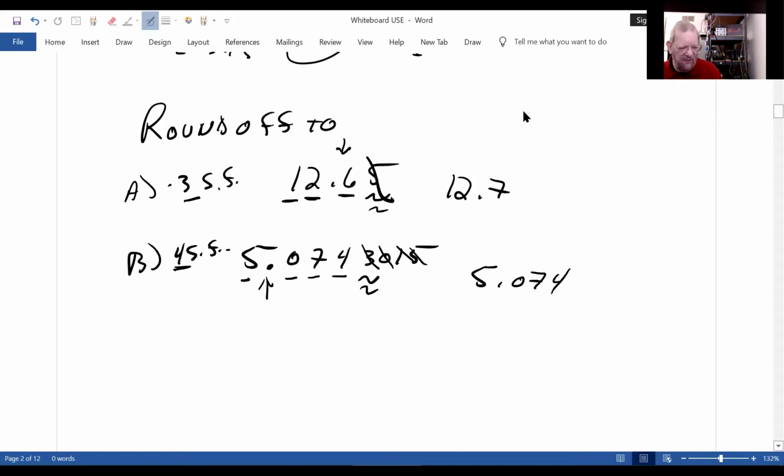And let's do one more because practice is good for your grade. Round this off. Oh, let's go back to my favorite 3 significant figures. And this is something you'll be doing on the test.